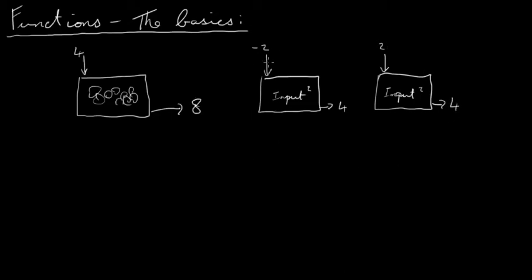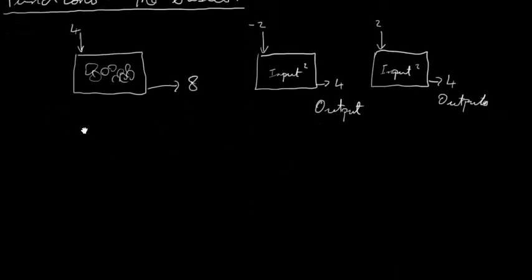So you can see that we can put different numbers into these functions, but we'll get the same output. These things are called outputs. So we put 2 different inputs in, and we have 1 output. So that's how functions generally work.